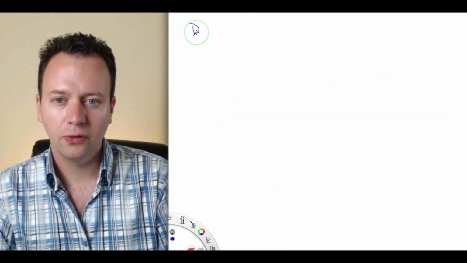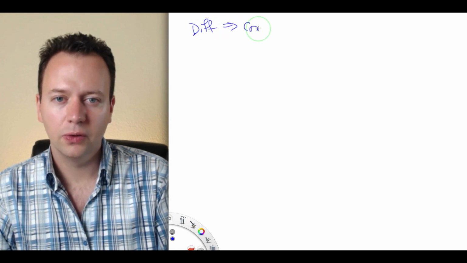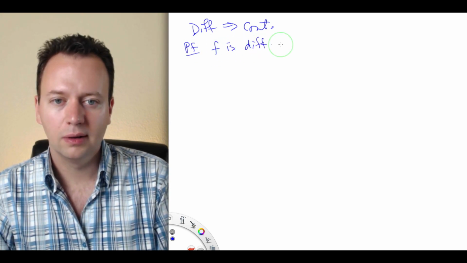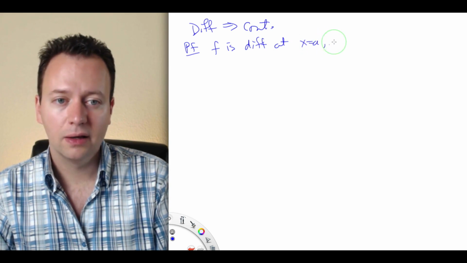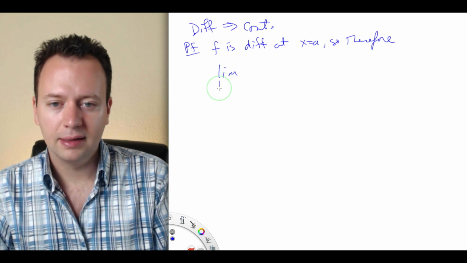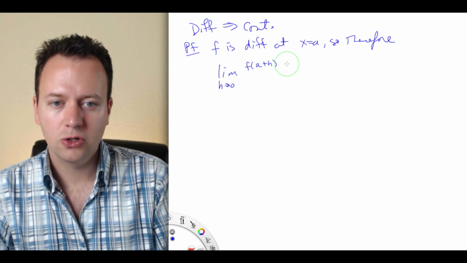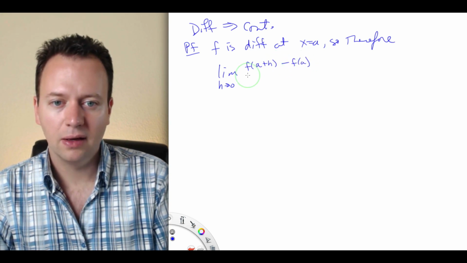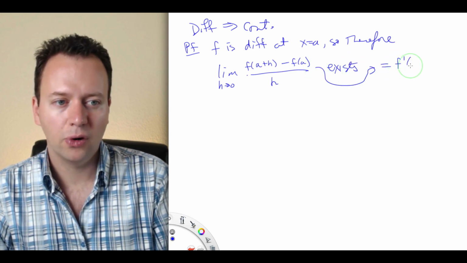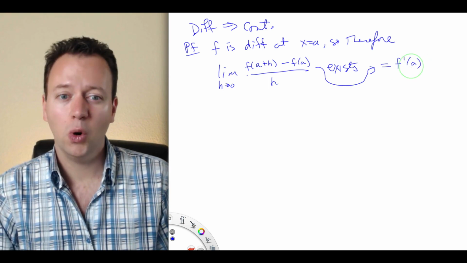So we want to show that differentiability implies continuity. Here's the proof. First of all, f is differentiable at a point x equals a. Therefore, the limit as h goes to 0 of f of a plus h minus f of a over h exists. We'll give this a name: it's equal to f prime of a. So the derivative at this point exists.